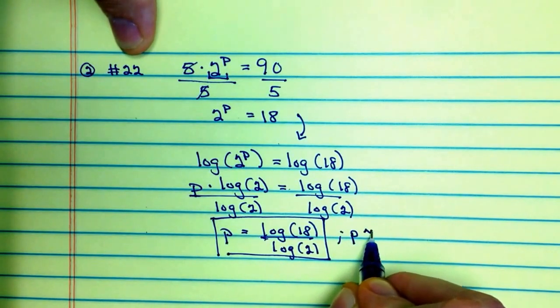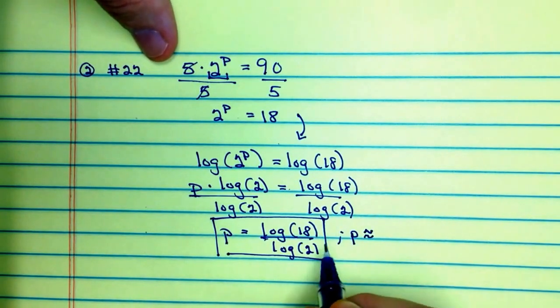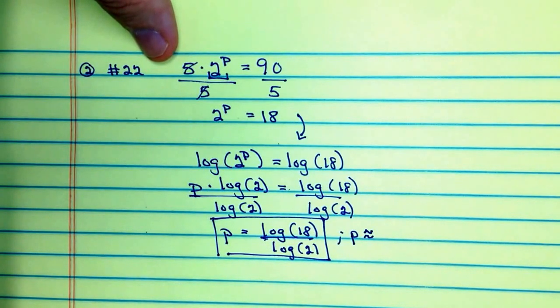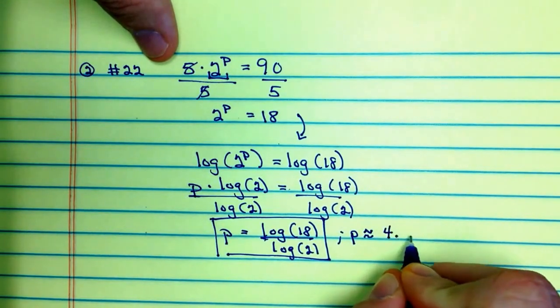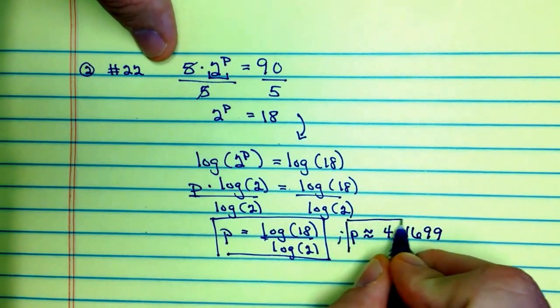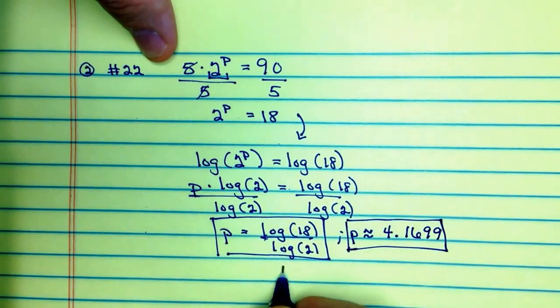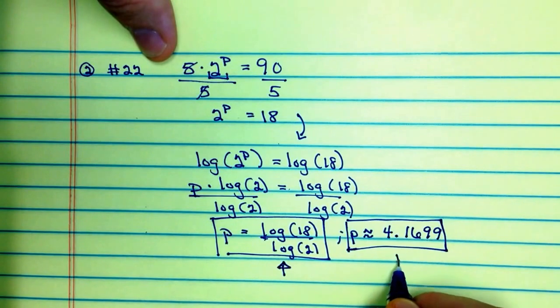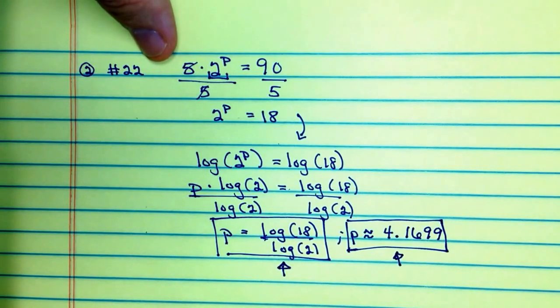And if we want to get the decimal approximation after getting the exact answer, we plug that in our calculator and we get 4.1699. Okay, so if you're asked for an exact answer here, use the exact one; if you're told you can round, you can use that one.